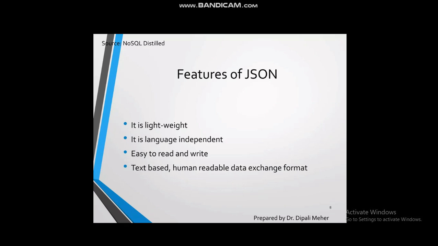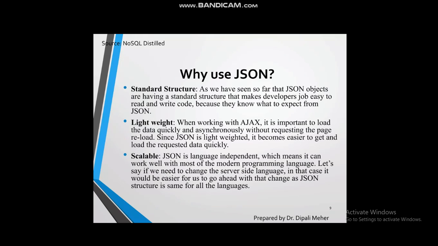Features of JSON: it is lightweight, language independent, easy to read and write, text based, and a human readable data exchange format. Why use JSON? Standard structure. As we have seen so far, JSON objects have a standard structure that makes developers' job easy to read and write code, because they know what to expect from JSON.